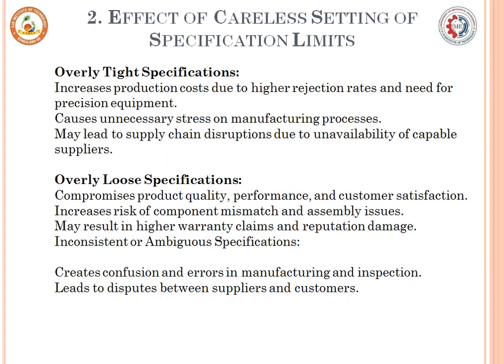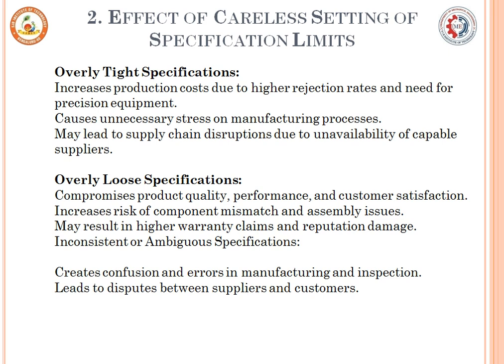So if you don't set the specification properly, or if you are careless in setting the specification limits, let's see what happens. Overly tight specification increases production cost due to higher rejection rates and the need for precision requirements. It causes unnecessary stress on the manufacturing process. It may lead to supply chain disruption due to unavailability of capable suppliers.